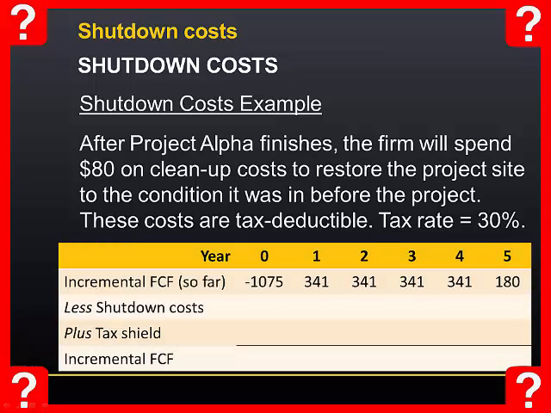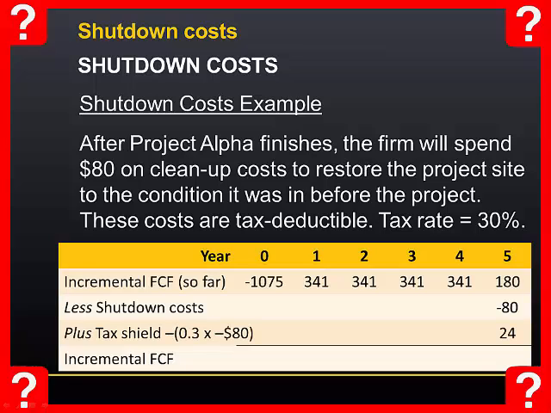These are the incremental free cash flows that we've arrived at so far. What are the incremental free cash flows in year 5 after taking into account shutdown costs and the tax shield? The shutdown costs are clearly a cash flow, so they go in unchanged at negative $80.